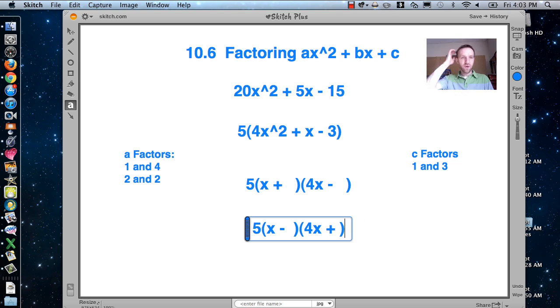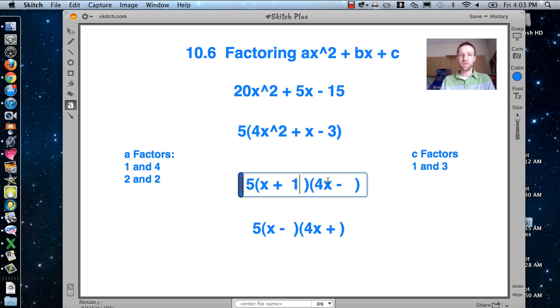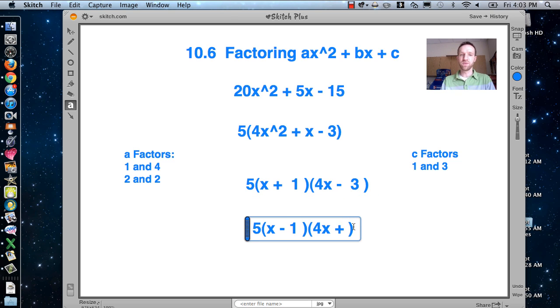Okay, so let's use the pair 1 and 4 first, and then we'll plug in 1 and 3 here. So these are the different possible combinations that we might get using 1 and 4 for the A and 1 and 3 for the C. And now you have to check, if you multiply these out, do I get this quadratic expression? So check this one. We're going to really check for this middle term, which is plus 1x. So this is negative 3x plus 4x. That's going to be positive 1x.